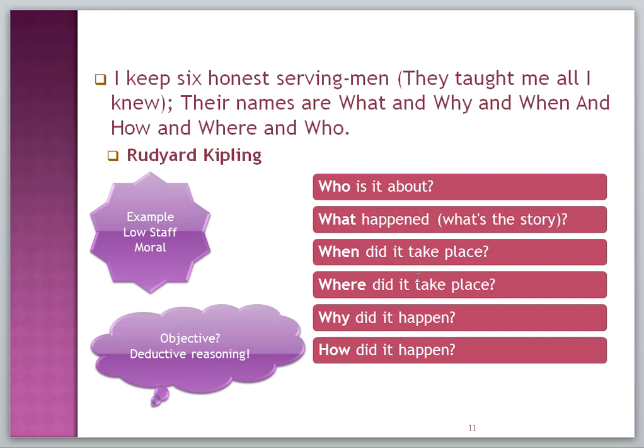Let's try this in an example to see how it works. How can we use this to think in a creative way? For example, if your manager says, we have low staff morale, we need to solve this problem of low staff morale, right? This came from an objective finding stage, and we need to deal with it using these 6 serving men.